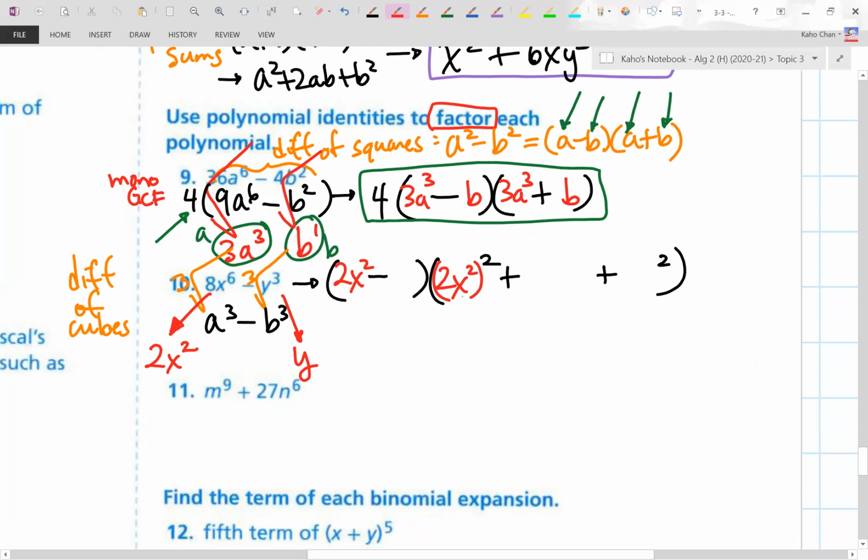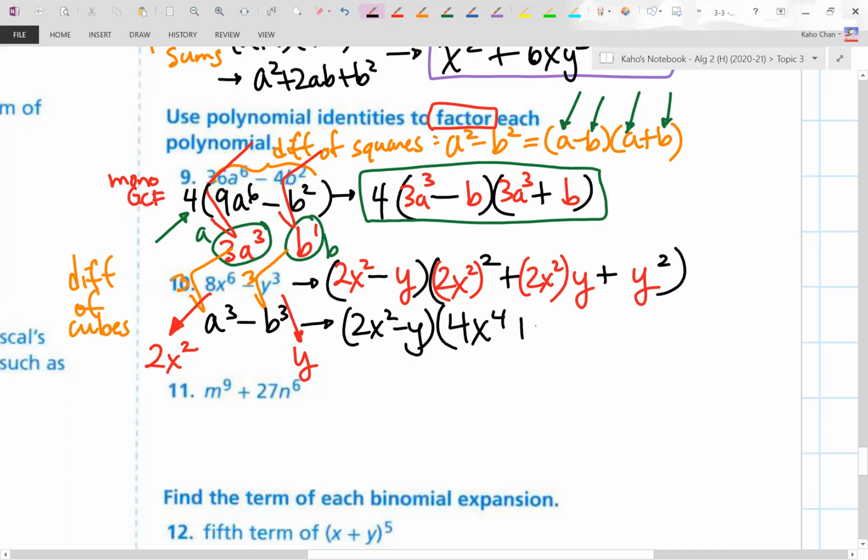Ooh, watch out, I got to square that in a second. And then I got a y right here, and a y right there, and a y right there. Clean that up. 2x squared minus y. This is where it gets a little tricky. Be careful. 2x squared squared is 4x to the fourth, plus 2x squared y, plus y squared. And there's your answer.